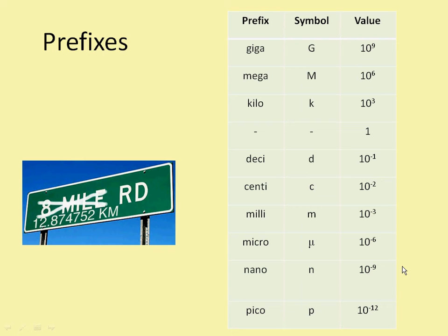Micro has this funny symbol, and it means 10 to the negative 6th, or a millionth. Nano, as in nanometers, is a billionth, 10 to the negative 9, and pico is 10 to the negative 12th. And I'll give you a chart with these prefixes in class tomorrow. I call it the Navy chart.